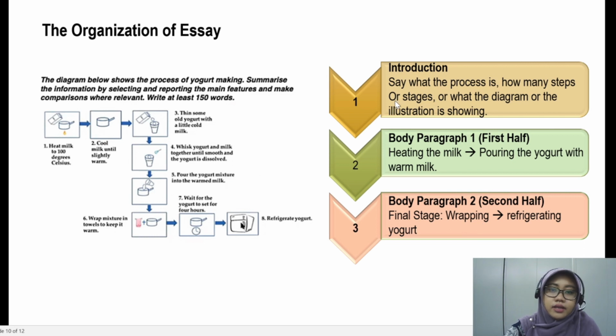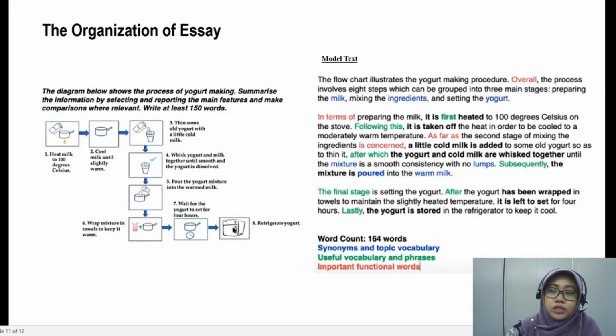In the introduction, I can start by saying what the process is, and then how many steps or stages are involved in this process, and then what the diagram or the illustration is showing. Another thing is the main stages. And then in body paragraph 1, the first half, I have to split the process into two paragraphs. Like from the first step until the fifth step, I'm going to combine all together into one paragraph. And then for the last paragraph, I will discuss the rest of the process here, starting from the wrapping until refrigerating the yogurt.